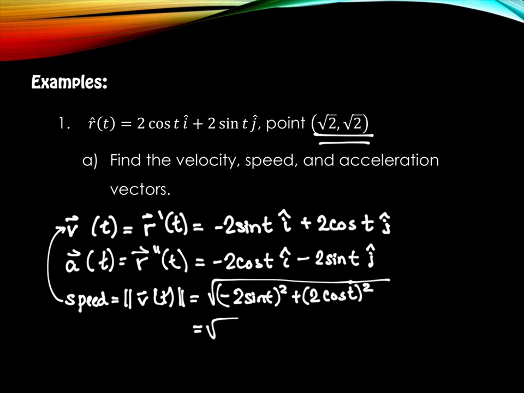So if I get this, I have 4 sine squared t plus 4 cosine squared t. What can we do about that? You can take out the 4. So what's the square root of 4? 2.